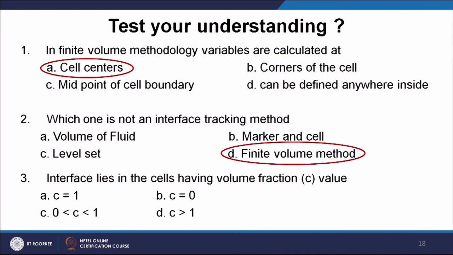Okay. Then, the interface lies in the cell having volume fraction C value. We have seen that we are having several options for volume fraction C. The first option is C equals 1, then C equals 0, C in between 0 and 1, and the last option is C greater than 1. We know that the last option is nowhere possible. And these A and B are actually for the bulk. So, obviously, the correct answer is in between 0 and 1.